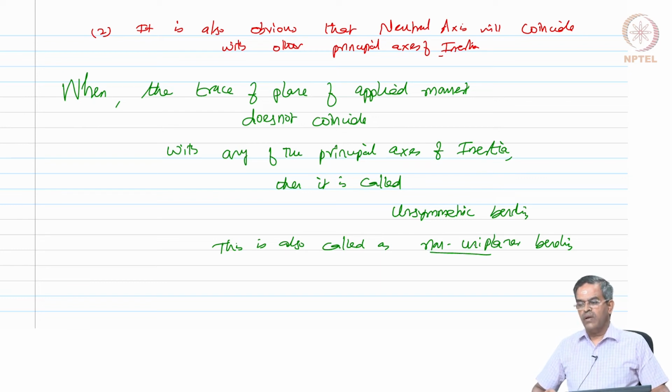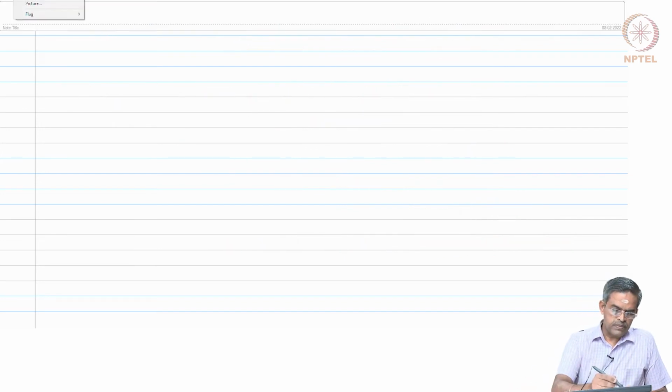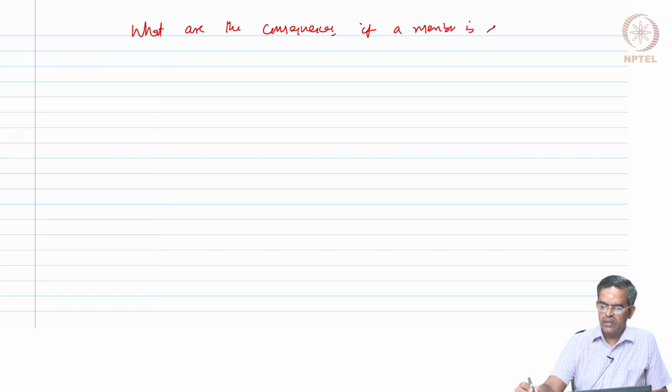Okay. Now, the question comes, if a member or a cross section is subjected to unsymmetric bending, what will be the consequence? So, we will ask the question, what are the consequences if a member is subjected to unsymmetric bending?